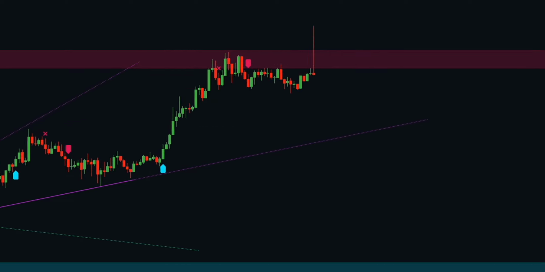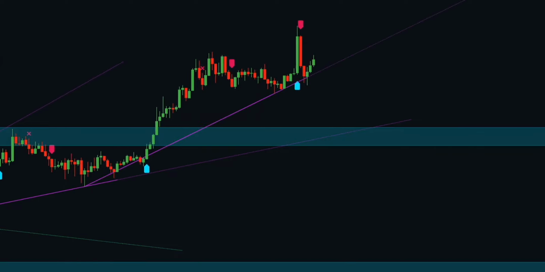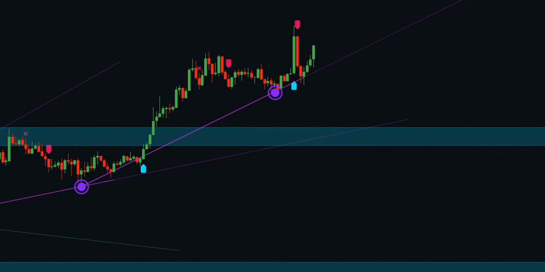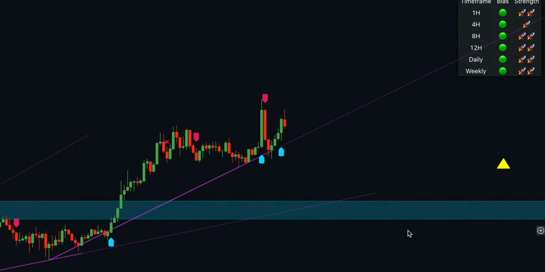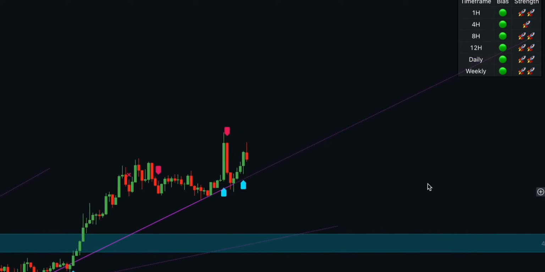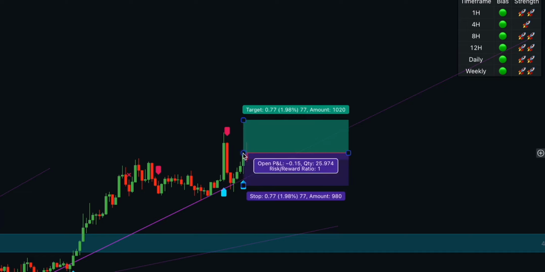Let me demonstrate one more long trade example. Here, we see a new trend line connecting higher lows. The market bias on all time frames is positive. This gives us confidence in our stock purchase. The price pulled back to the trend line as some buyers took partial profits. The indicator then issued a buy alert.